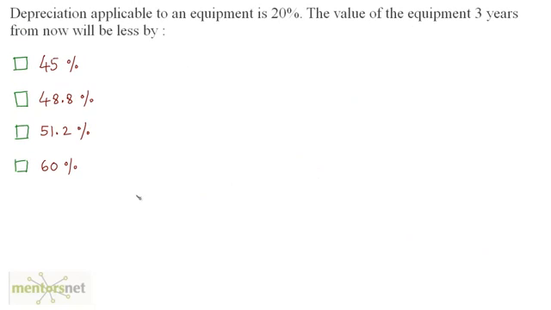The depreciation applicable to an equipment is 20%. The value of the equipment 3 years from now will be less by? So let us consider that the current value of this equipment be 100 rupees. Okay, let it be 100. Now this is the initial value.